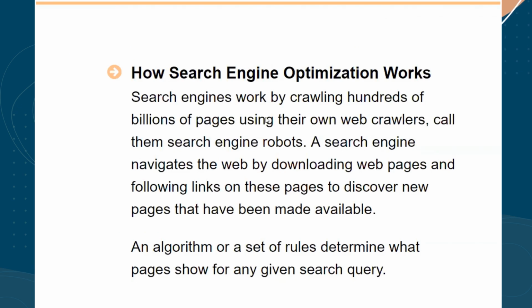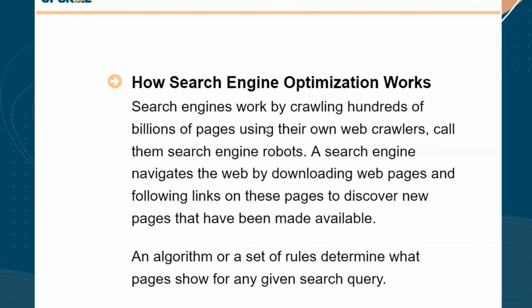Now, I said search engines work by crawling hundreds of billions of pages using their own web crawlers. You may call them robots. So you never see those things crawling your website or your web pages. A search engine navigates the web by downloading web pages and following links on these pages to discover what's new and what has been made available.